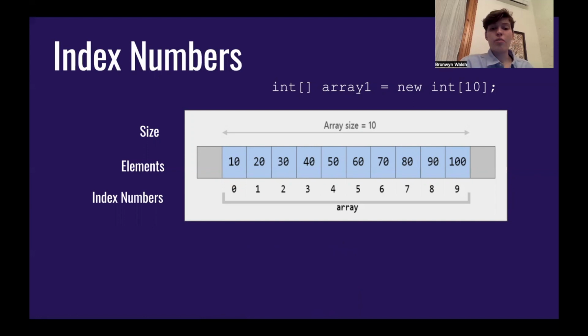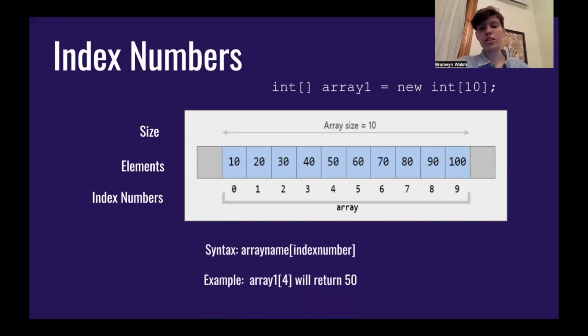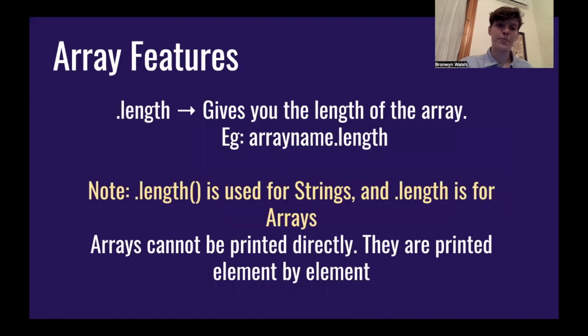Let's say this array over here was initialized as shown. The size of the array is 10, therefore, as discussed in the previous slide, the index numbers range from 0 to size minus 1, i.e. 9. If we wanted to access the value at index 4, we would write it in this syntax, which will return the value 50. So even though this is index 4, it's the 5th position in the array. It's important to note because we start at index 0.